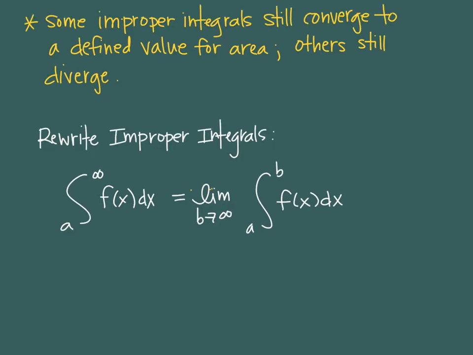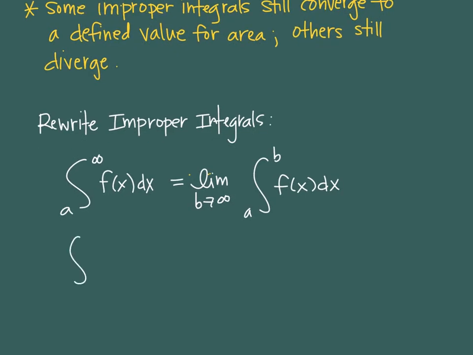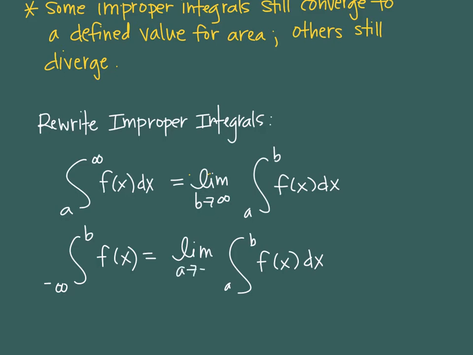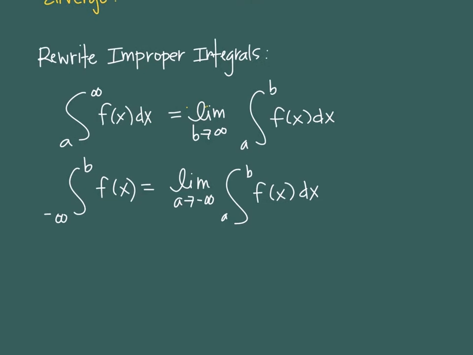You can do that on the flip side as well. If you've got negative infinity and then stopping at b, you can rewrite that as a to b. But then the limit on that one, what's going to approach what? A will approach negative infinity. So it will be close to negative infinity, just not all the way there.